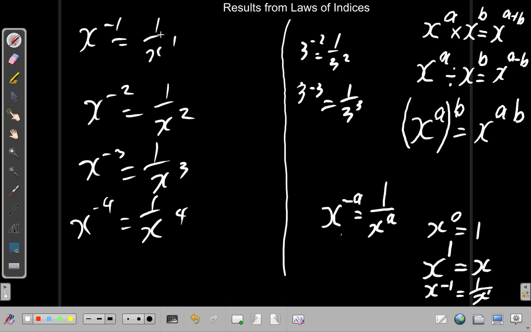x to the negative 1 is the same as 1 over x to the positive 1. x to the negative 2 is the same as 1 over x to the positive 2. x to the negative 3 is the same as 1 over x to the positive 3. x to the negative 4 is the same as 1 over x to the positive 4. x to the negative 5 is the same as 1 over x to the positive 5, and so on and so forth. So x to the negative a is the same as 1 over x to the positive a. That's another result that you should remember.